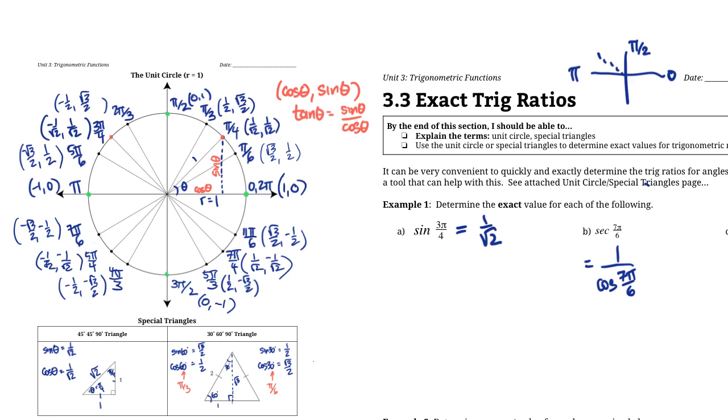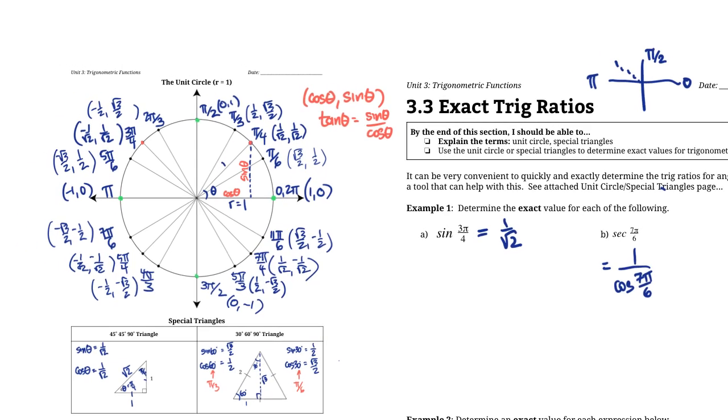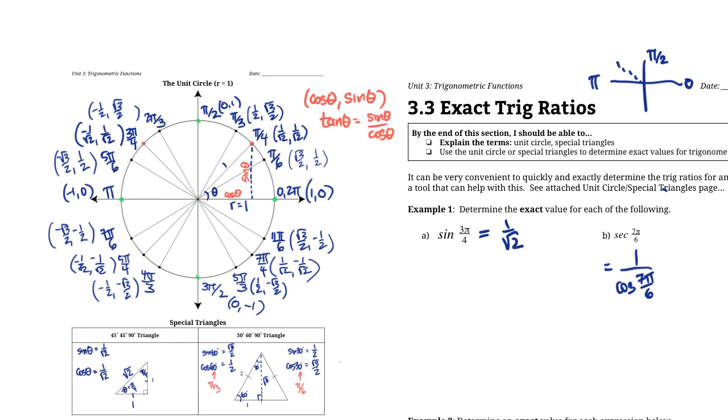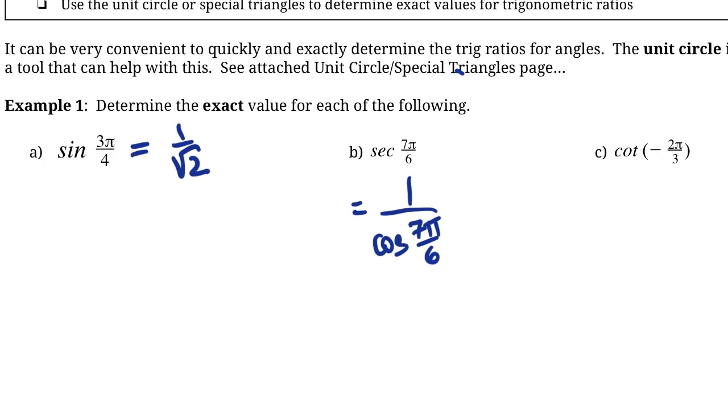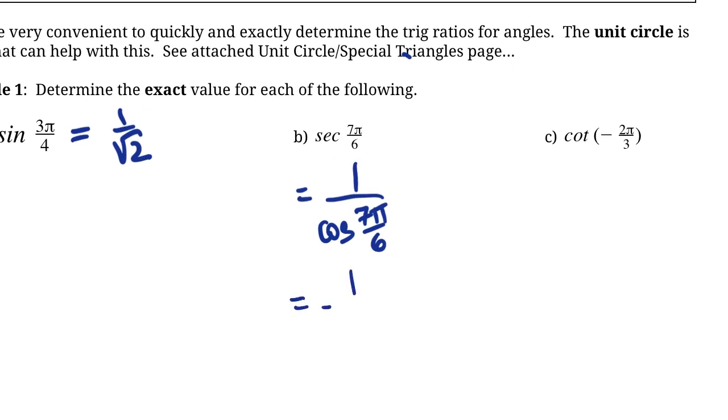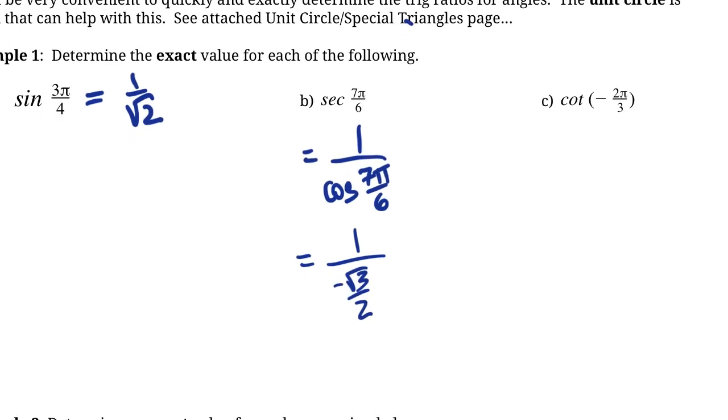And if we're looking for the cosine value, we're looking for the x value, which is negative root 3 over 2, right? It's right over here. So the answer to this is 1 over negative root 3 over 2. Okay, that doesn't look very nice. So let's simplify that a little bit.